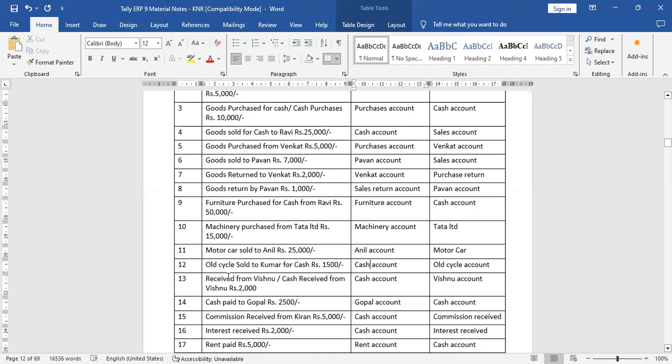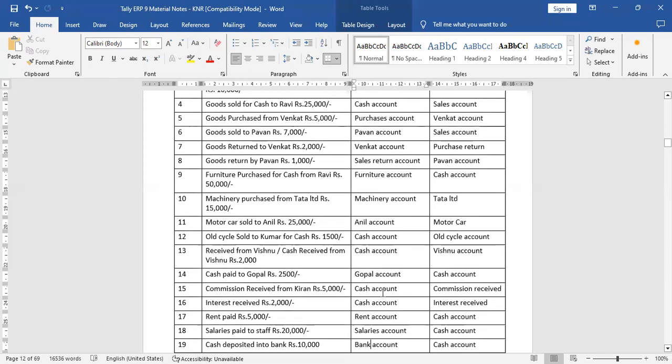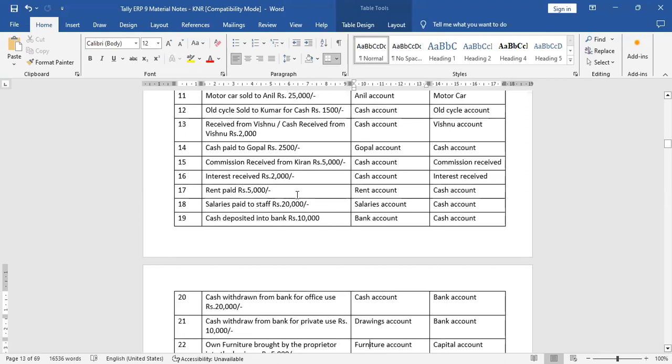Cash received from Vishnu, or received from Vishnu, both are similar. What you receive is indirectly cash only. Now, does cash come in or go out? Comes in. Which side do you enter? Debit side. That amount, who will give? Vishnu. Vishnu, which side do you enter? Credit side. Vishnu is a giver. Cash, which side? Debit side.